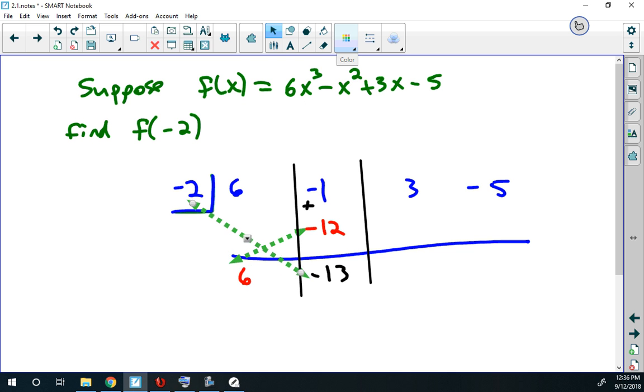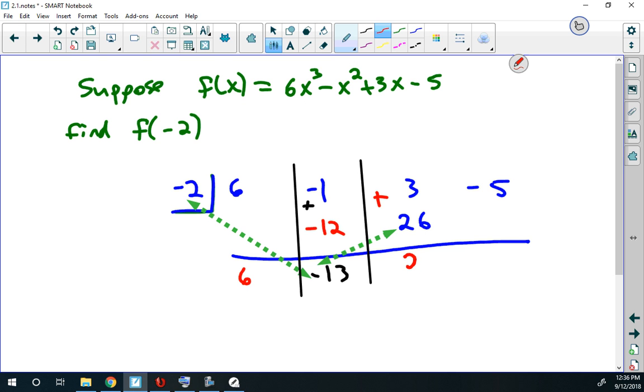So again, I'm going to just multiply and add. I'm going to multiply now negative 2 times negative 13. It's going to be positive 26, right? So then that slides up to there, and then I just add down the column again. So 3 plus 26?